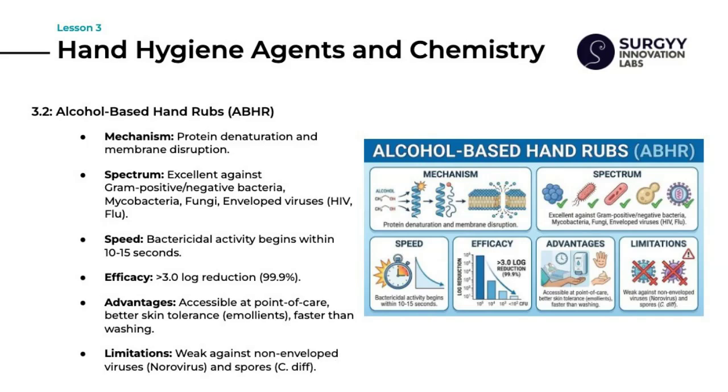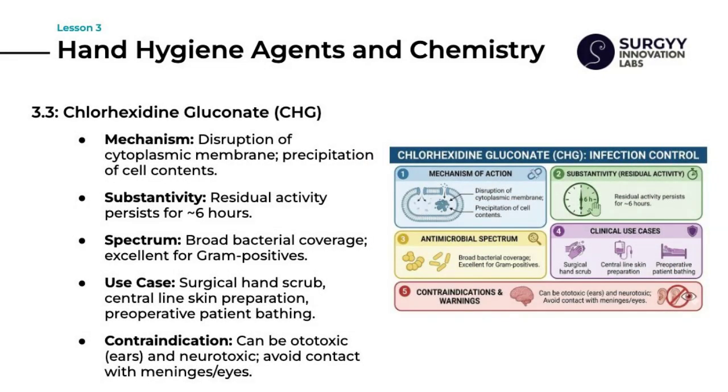The efficacy is high, providing a greater than 3.0 log reduction, which equates to 99.9% of germs. Notable advantages include being highly accessible at the point of care, having better skin tolerance due to added emollients, and being faster than traditional washing. However, limitations exist as ABHR is weak against non-enveloped viruses like norovirus and bacterial spores such as C. diff.